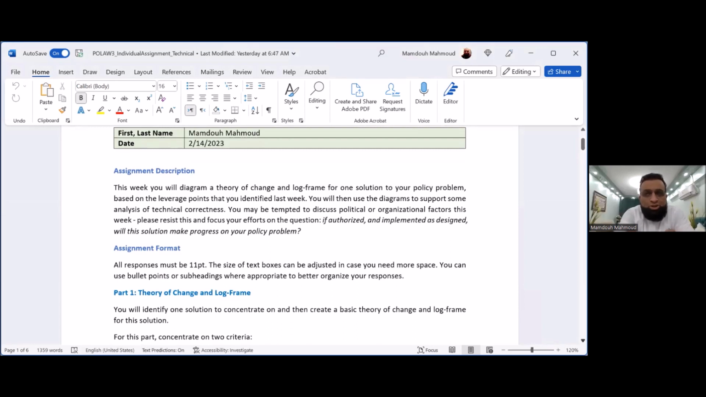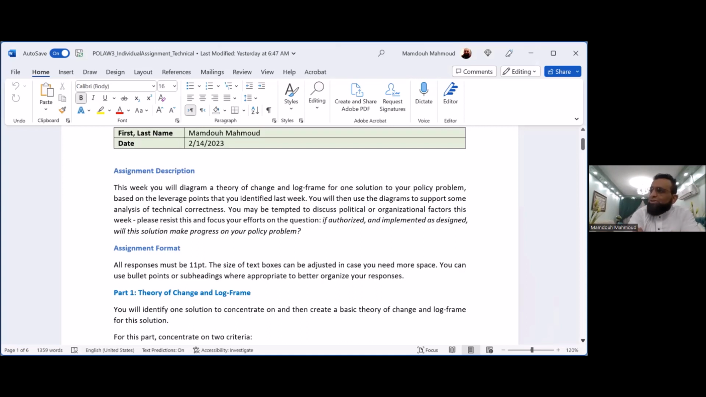I'm not saying that's a solution, okay? I'm not saying like, if I solve this problem, this is what's going to happen. You see the difference here? That's why we chose those three things. So we're going to do something called the log frame, based on the leverage points, those three things that we identified. Then we will use this diagram to support some analysis of technical correctness.